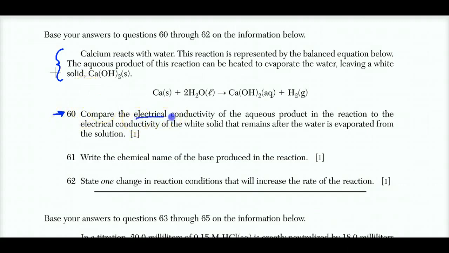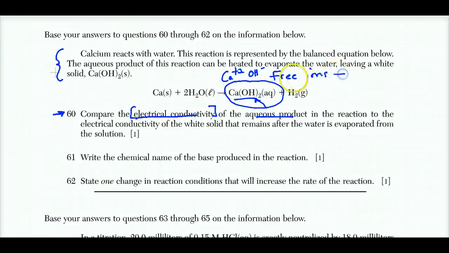Compare the electrical conductivity of the aqueous product. Aqueous product is the calcium hydroxide. Now they said aqueous, so they're talking about some free ions, right? This, although they write it together, is really free ions. Aqueous means you have calcium plus 2, and you have hydroxide ions that are free to move in that water. Now, you're comparing how well they conduct, and you should know that free ions are electrolytes. So this is a good conductor, all right?